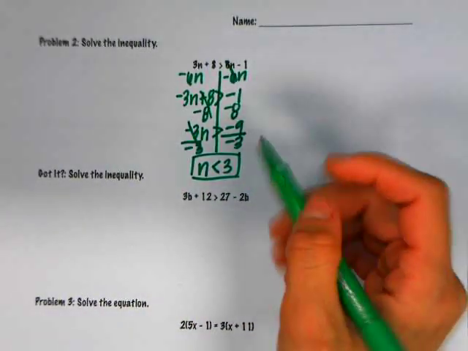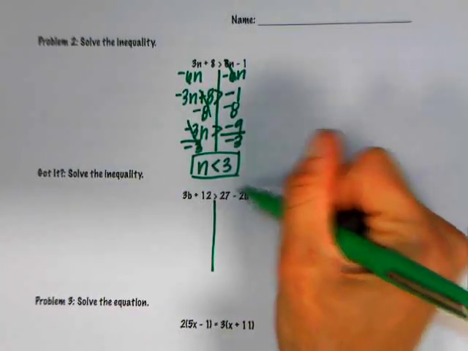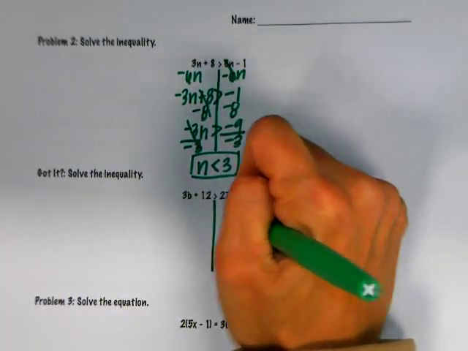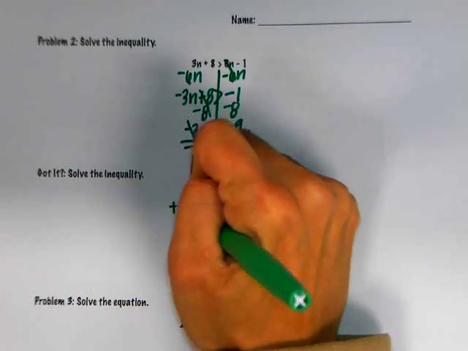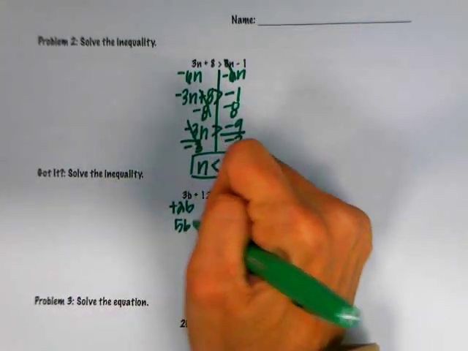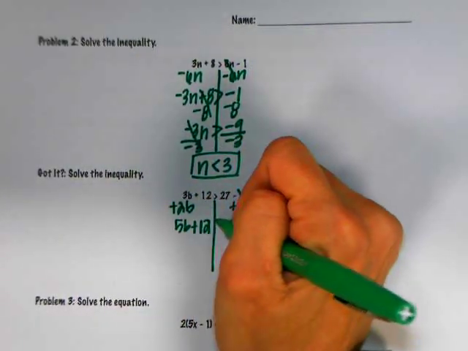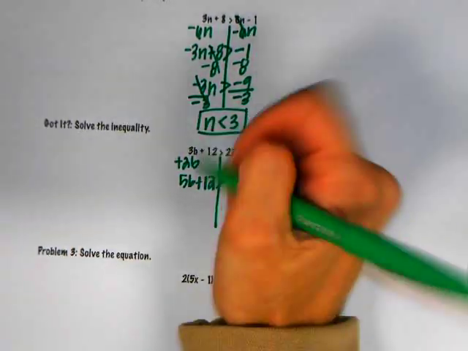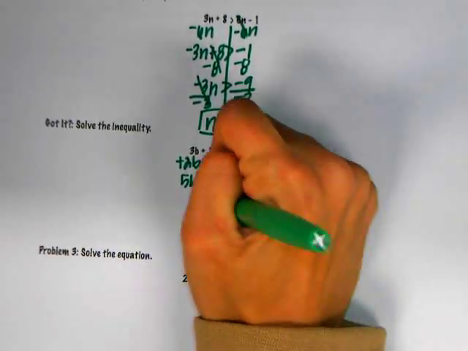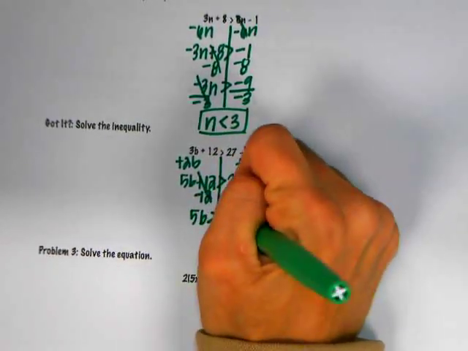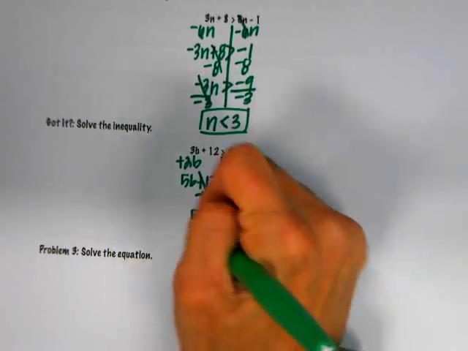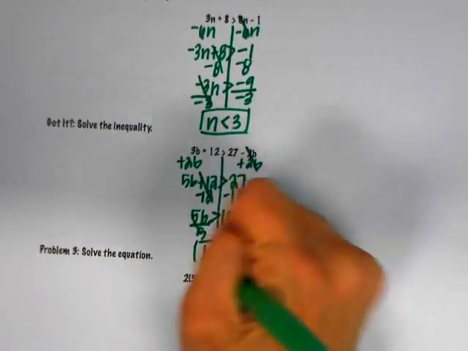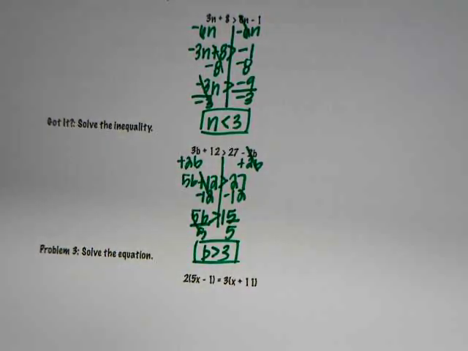Okay, are we done? Yes? Okay. All right, so how do I move the negative 2b over? Yeah, plus 2b. So we'll get 5b plus 12 is greater than 27. Okay, then what? Yeah, minus 12. So get 5b is greater than 15. So b is greater than what? Yep. Good? Okay, cool.